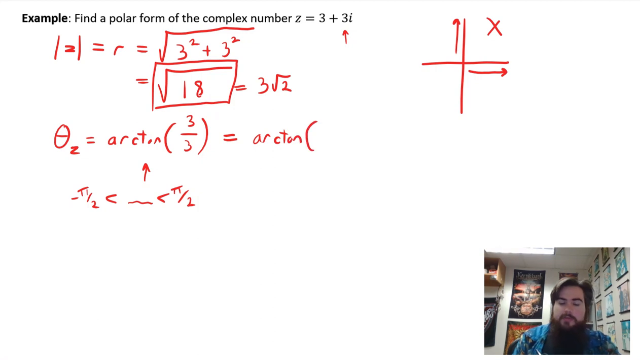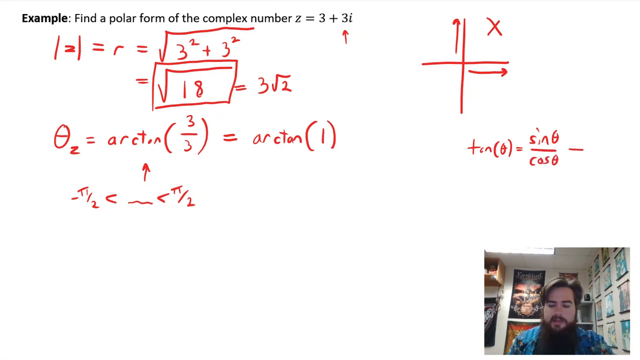If I simplify 3 over 3 to just the value of 1, then that means that I'm looking for an angle measure for tangent such that sine and cosine are equal to each other. Because arctangent of 1 really means tangent of theta, or sine over cosine of theta, is equal to 1. So they're equal to each other. We should know that angle measure in quadrant 1; that angle measure happens to be pi over 4. That would be my argument.